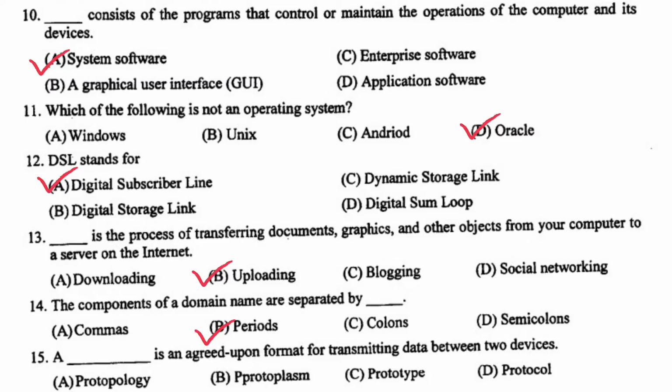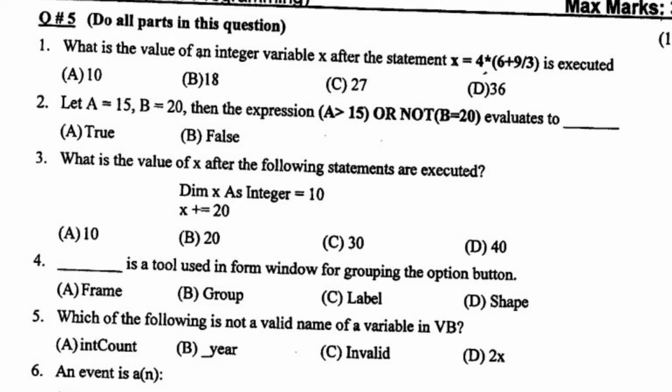Dash is an agreed upon format for transmitting data between two devices: protocol. What is the value of an integer variable x after the statement x = 4 * (6 + 9 / 3) is executed? सबसे पहले ब्रैकेट सॉल्व करेंगे 9 डिवाइडेड बाय 3 प्लस 6, 9, 9 इंटू 4, 36 आंसर आ जाएगा हमारे पास.